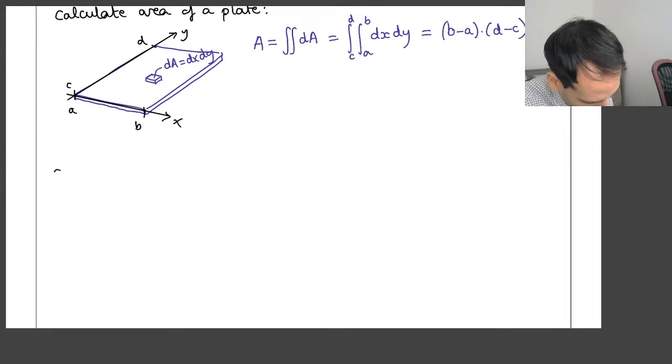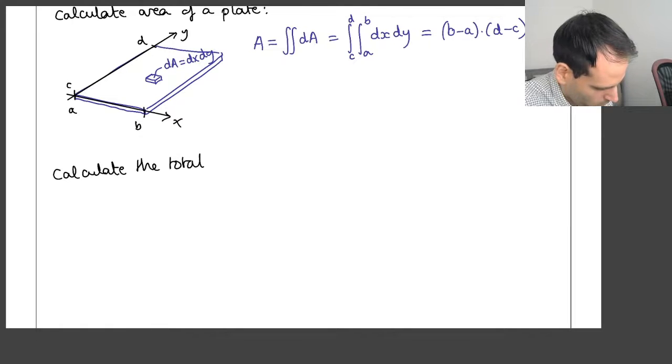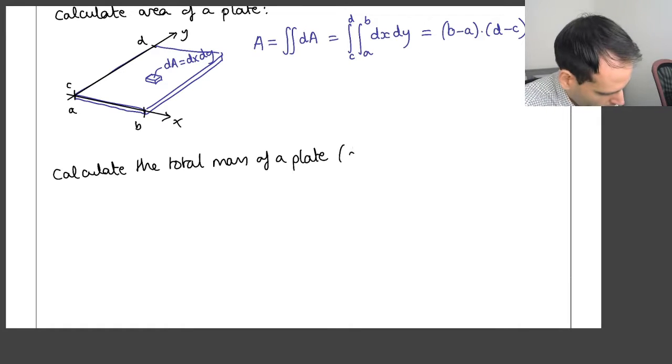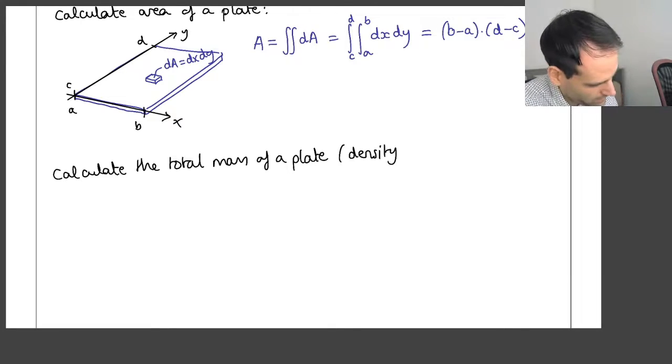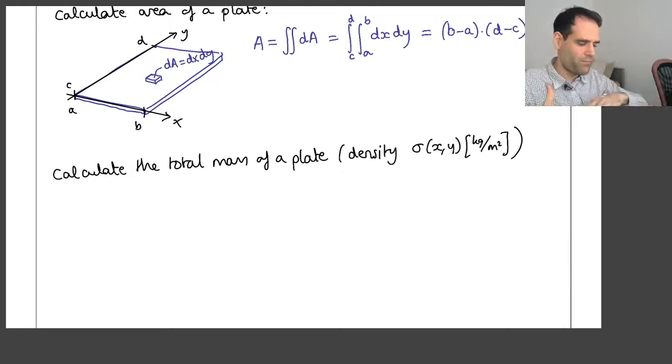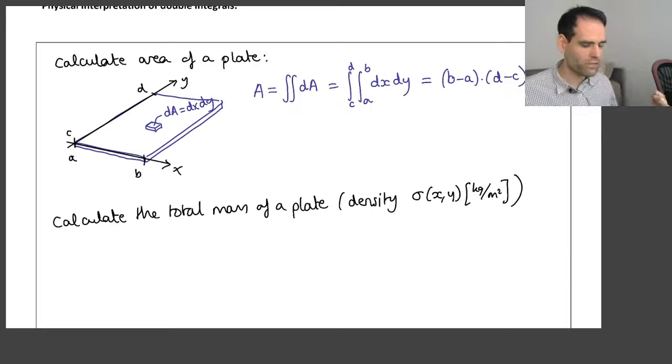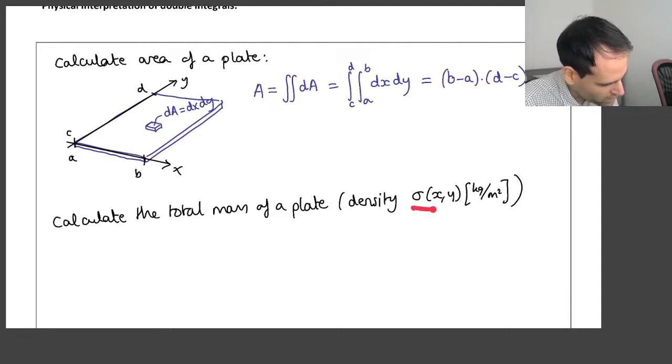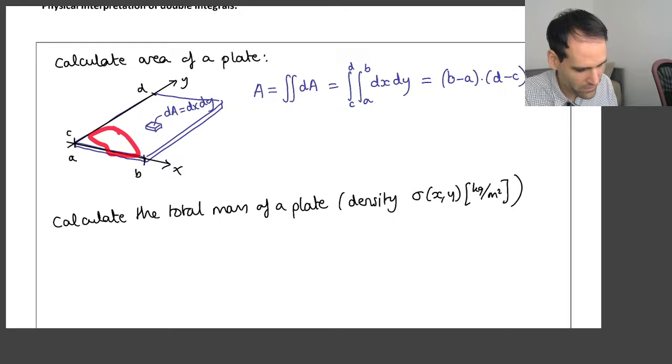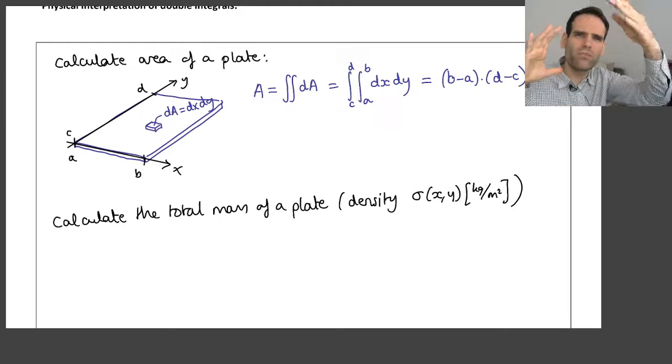But now let's calculate the mass of the plate, the total mass. So once again, we have to assume that there is a density, a mass density, and let's call it now sigma, which is a function of x and y, okay? And which is measured in kilogram per meter squared. So this is the density per unit area. So if the density was constant, the total mass would simply be the area times the density, and that's the total mass. However, I'm saying that this density is changing throughout the plate. So maybe this part is heavier than this one, and it's changing smoothly, okay?